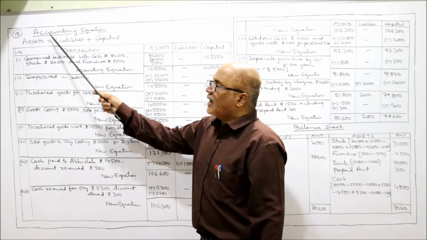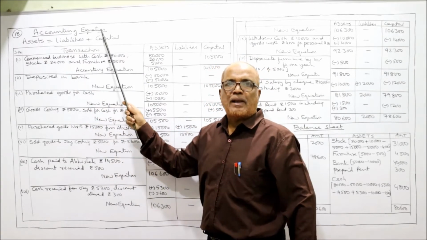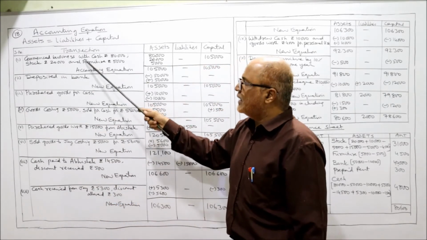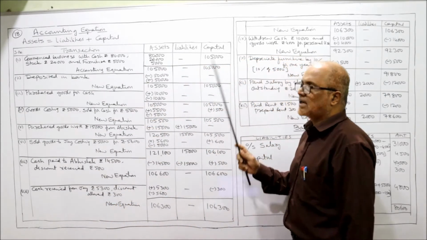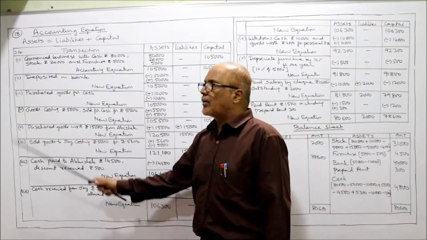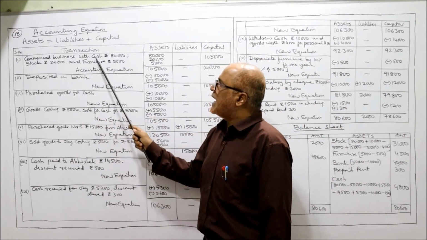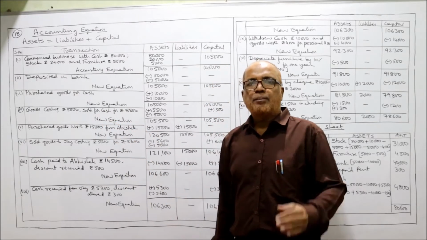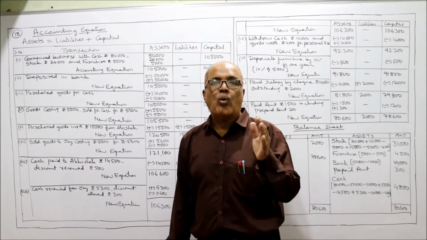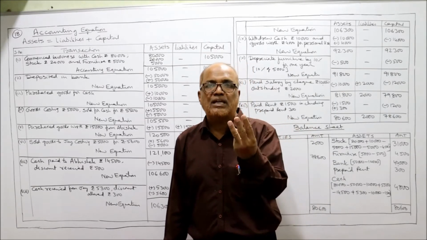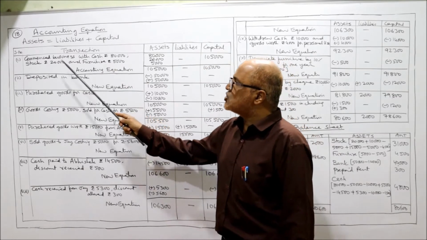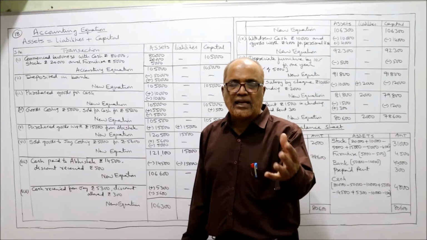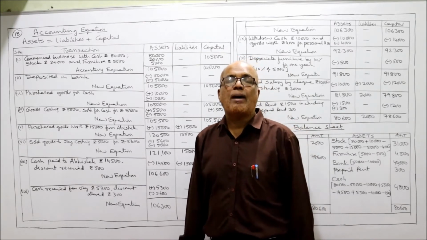Now see, the accounting equation is assets equal to liabilities plus capital. First column is the serial number 1, 2, 3, 4. I have taken the transaction number, then transactions, assets, liabilities, capital. The first transaction given in the problem: commenced business with cash 80,000, stock 20,000, furniture 5,000. That means the owner is starting the business with three assets. What are the three assets? Cash, stock and furniture. When the owner invests money or other assets into the business, it is called capital.